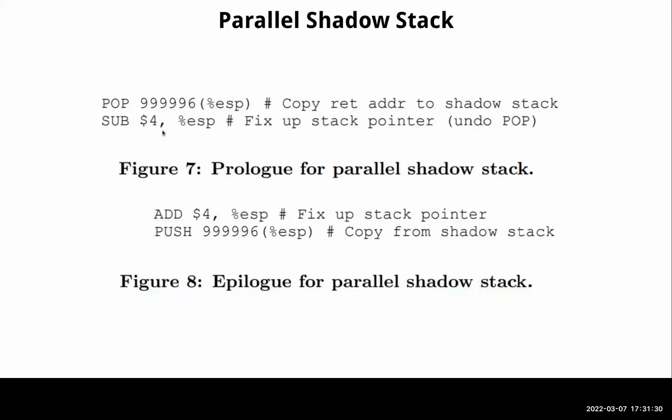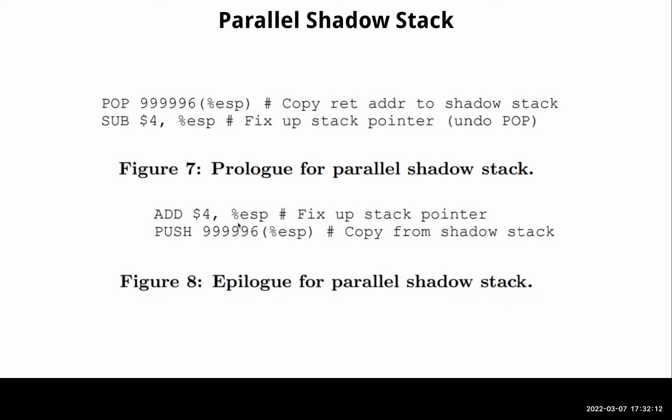Then after that, we subtract ESP again. Because of pop, we can do the memory copy in one instruction. We're not using the previous approach of putting it in a register, then moving it to a memory location. We just use pop. But the byproduct of pop is that ESP is increased by 4. That's why we subtract 4 from ESP again. So ESP still points to the old return address, the return address on the original stack. So the cost here is only 2 instructions, 1 memory move.